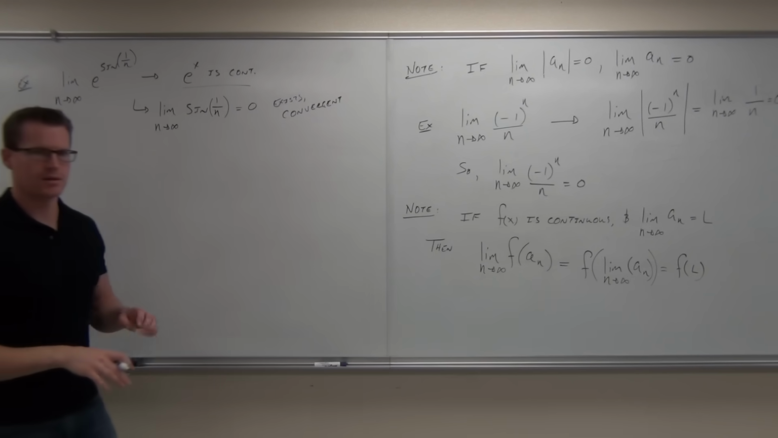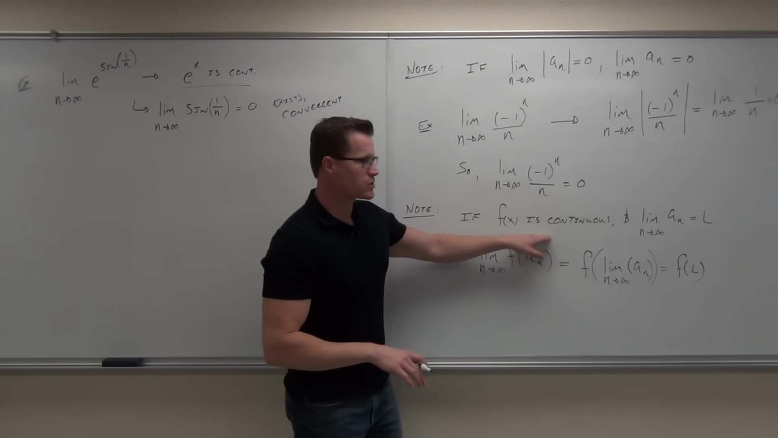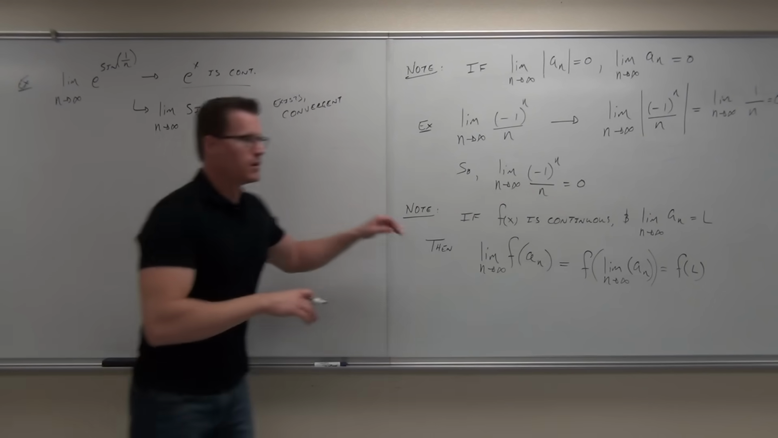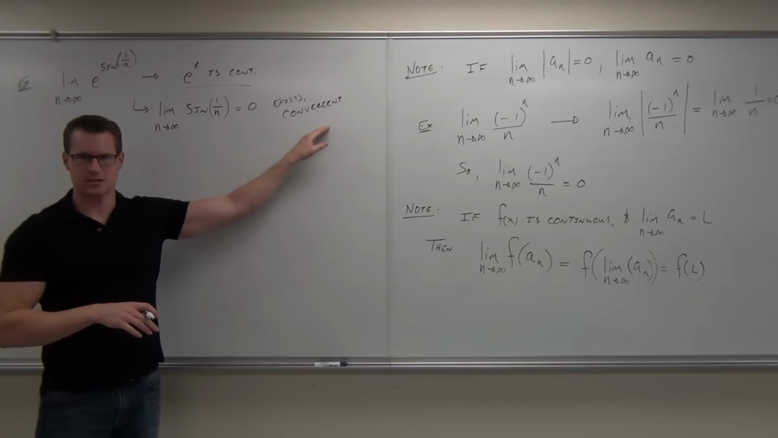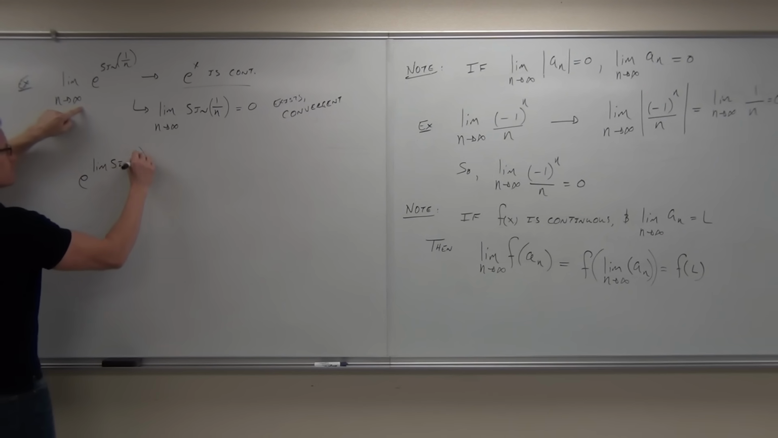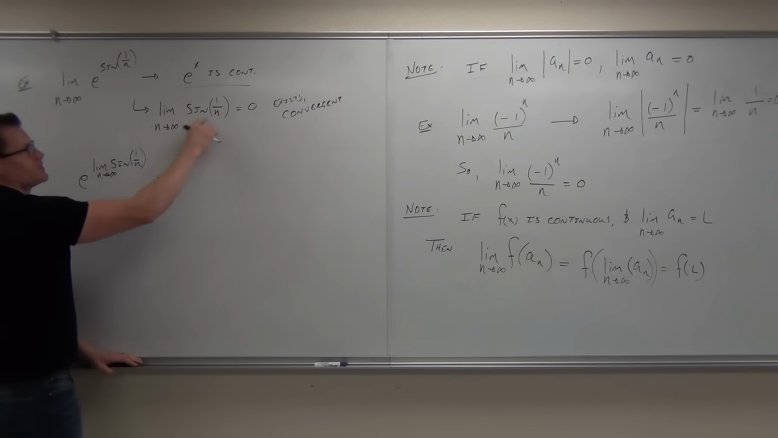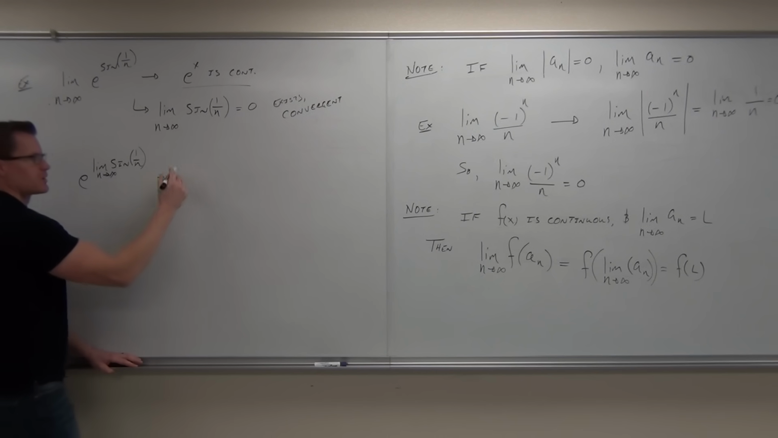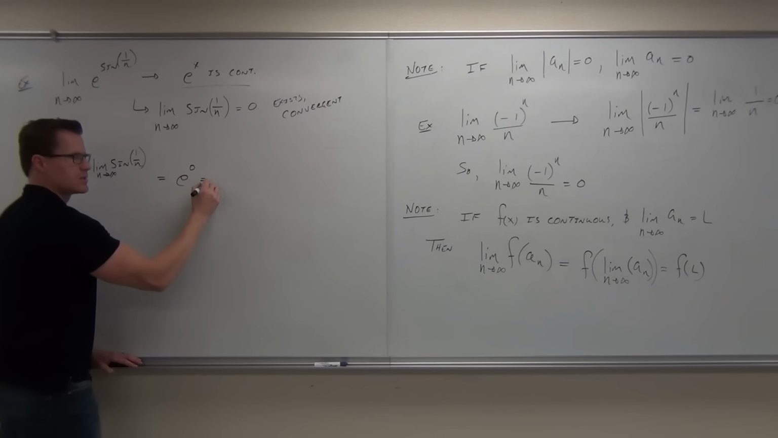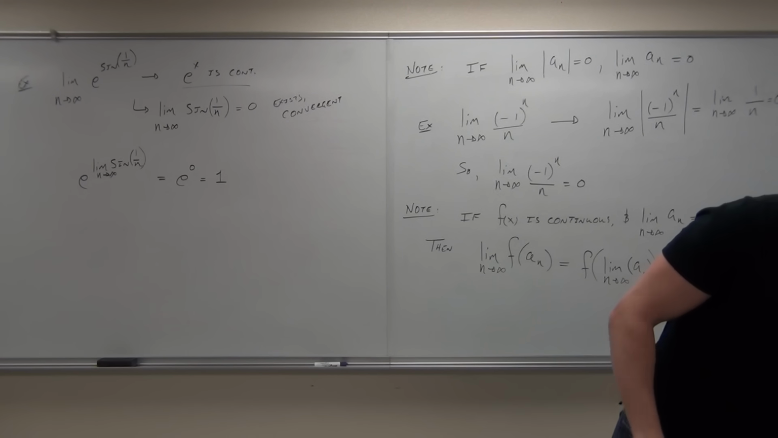Here's the cool part. Here's where the theorem comes in. Check it out. It says, if the function is continuous and the limit exists, then we could actually do e to the limit of sine 1 over n as n approaches infinity. Look at the board here real quick. This limit is 0, right? Therefore, we would just have to plug this into the function. e to the 0. How much is e to the 0? 1. Isn't that rad? Kind of cool.